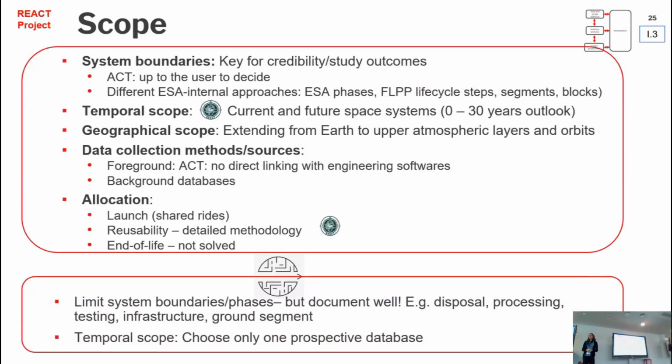Allocation, that's something which is needed when, for example, one launcher gives a shared ride to different satellite owners. And then we have to decide which part of the environmental impacts of this one launch is allocated to the different satellites which are brought up to orbit. That's something which you just shortly described.